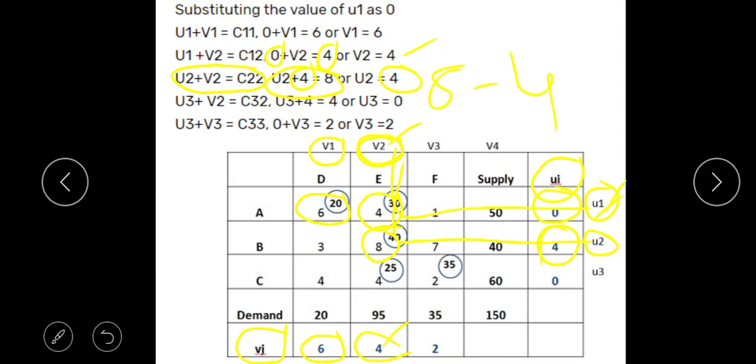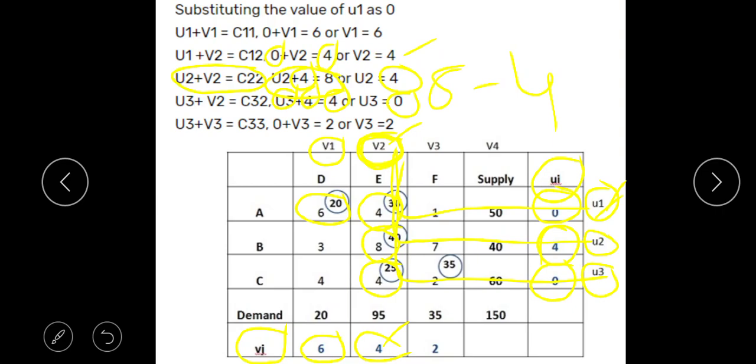And after C22, which is the next occupied cell? It is C32. So what will be the formula? u3 plus v2. We don't know the value of u3, so we have kept it as it is. What is the value of v2? We have already computed that, it is 4. C32 value is 4. So u3 plus 4 is equal to 4. So what will be the value of u3? 4 minus 4, 0. So write down the u3 value as 0.